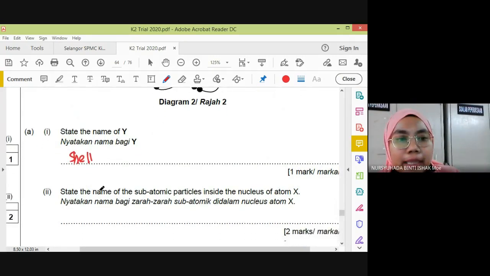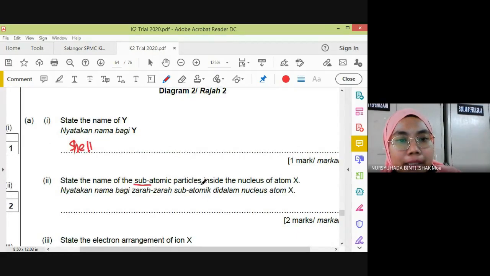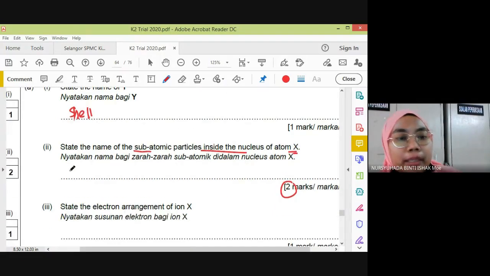Okay, state the name of subatomic particles inside the nucleus of atom X. So, 2 markah, kena tulis 2 subatomic particles. There are proton and neutron.